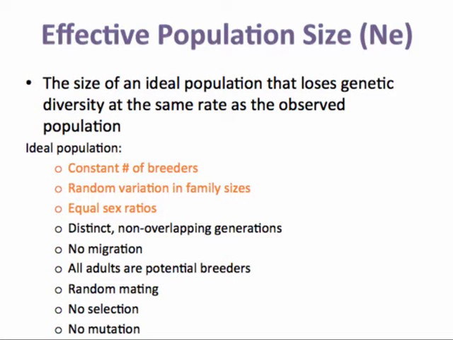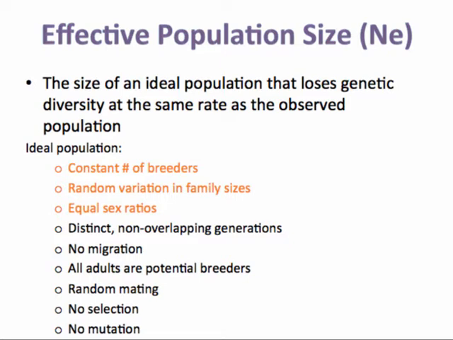Based on this idealized population, we're seeing how the population of interest compares to the ideal. And in this ideal population, you would have a constant number of breeders, meaning you would have no fluctuation in population size. There would be a random variation in family sizes. There would be equal sex ratios, distinct non-overlapping generations, no migration, all adults would be potential breeders, there'd be random mating, no selection, and no mutation.